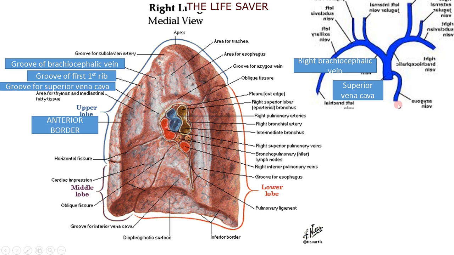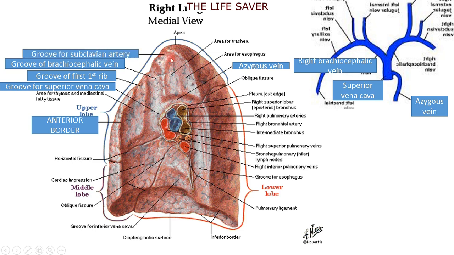As you can see here, this is the tributary, which is referred to as the azygous vein, an arch-shaped vein which drains into the superior vena cava. So this arch-shaped structure here has a great impression, which is referred to as the groove for the azygous vein. Now we are going to discuss the groove for the subclavian artery.